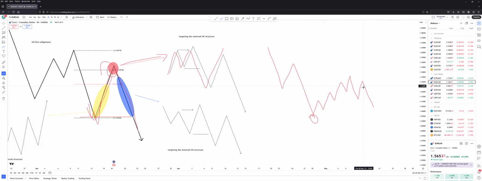So what you are looking for here is simple continuation trades, where you are looking for the sweep of the previous structure, in this case this high point, and then the break of the low point, and you are looking for scalings on the 50-minute time frame.